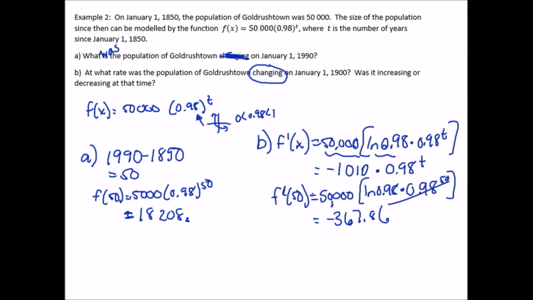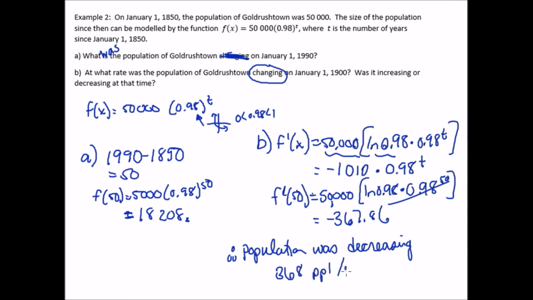Because the slope is negative, we can say that it was decreasing. So at this time, the population was decreasing, and it was decreasing by about 368 people per year. Because remember, our t is measured in years.